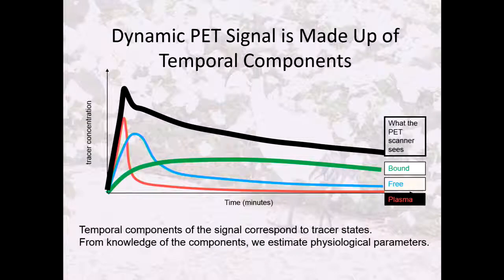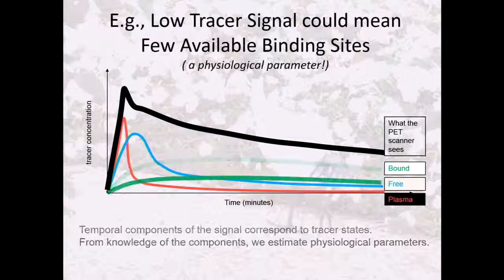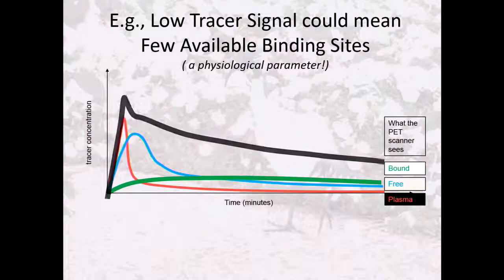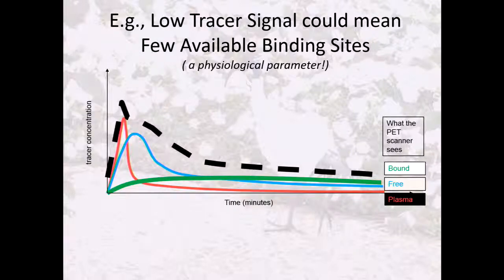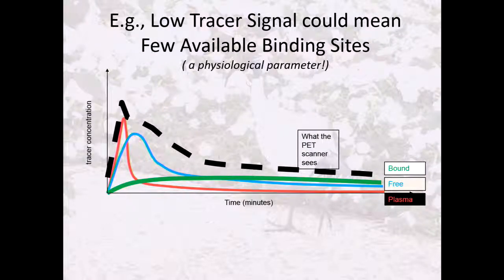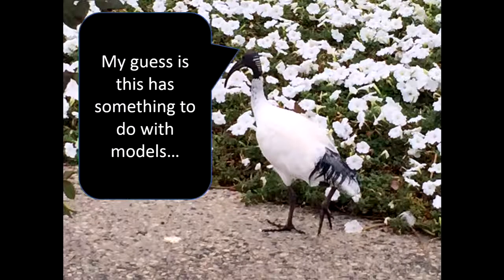Okay, and the word to key on in this slide is dynamic. Our signals that we acquire over time are dynamic, and they're made up of multiple components of tracer in different states. And when the signal changes, we can sometimes, through the magic of analysis, attribute that change in the dynamic signal to a change in some physiological parameter. And so the ibis already has a sense that this has something to do with models.